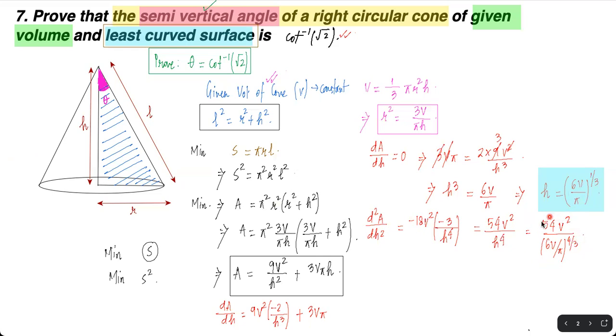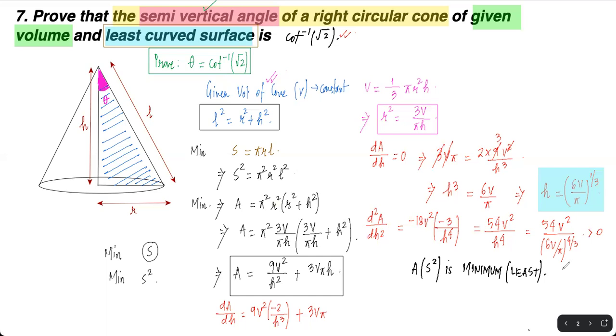Now just look at this complete term. 54 is a constant number, v square is a constant number, 6v by pi to the power 4 by 3. Volume is anyhow constant, anyhow positive. So this complete term is positive. We have proved the double derivative is positive. That means we have proved that the area, in brackets S square, is minimum. Minimum as in least: we had to prove least, and we have proved least. So the second part of the question is done.